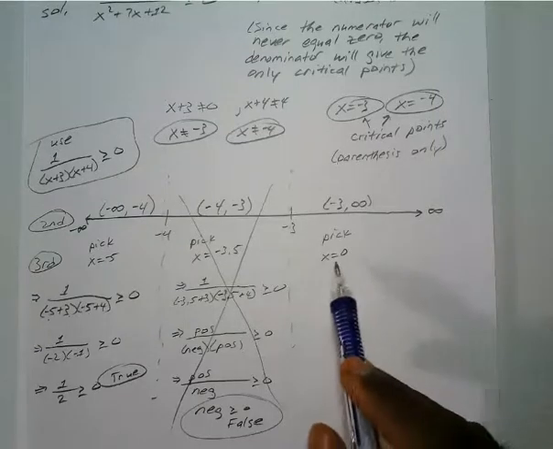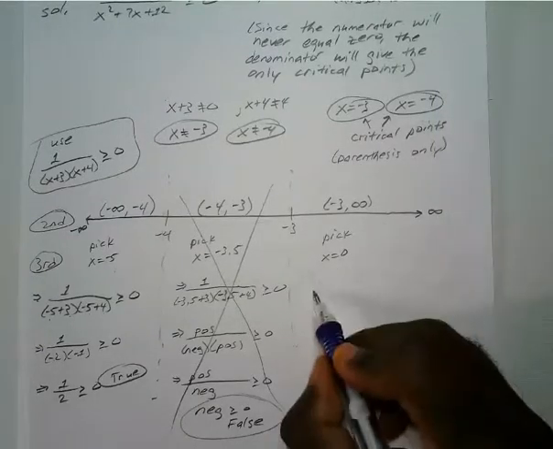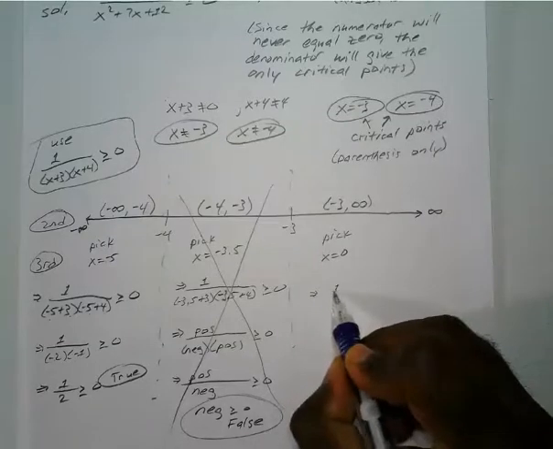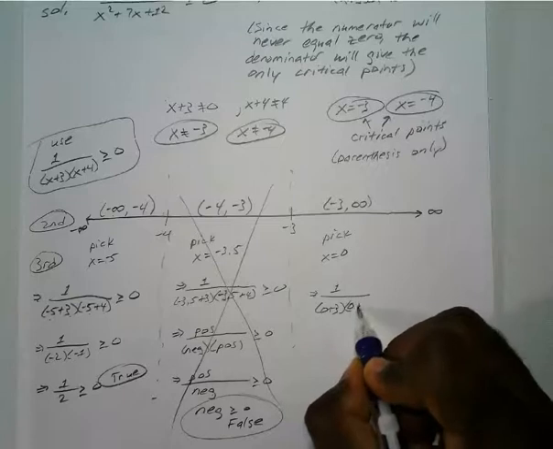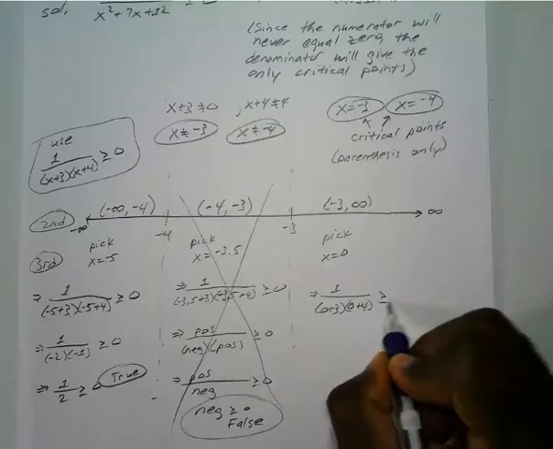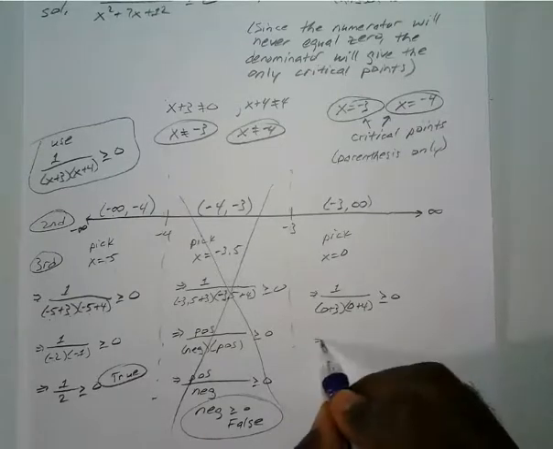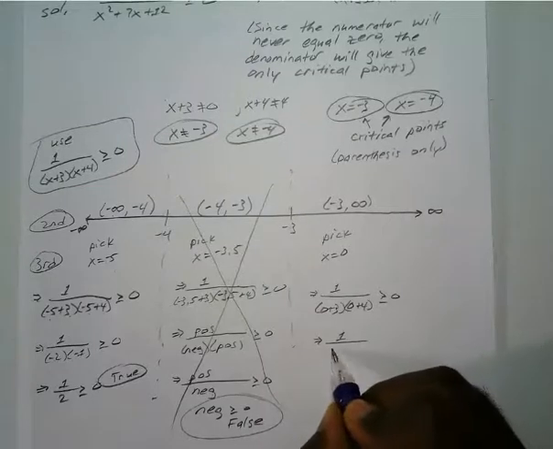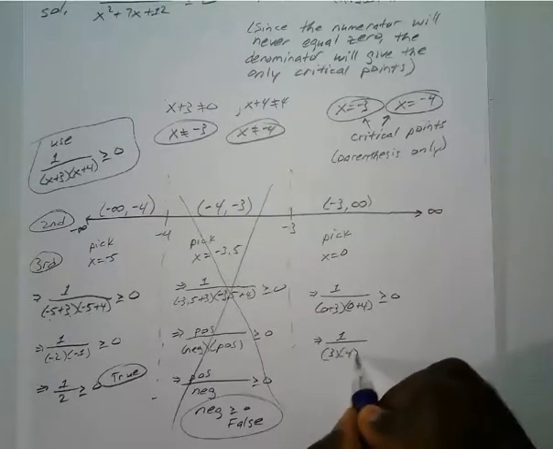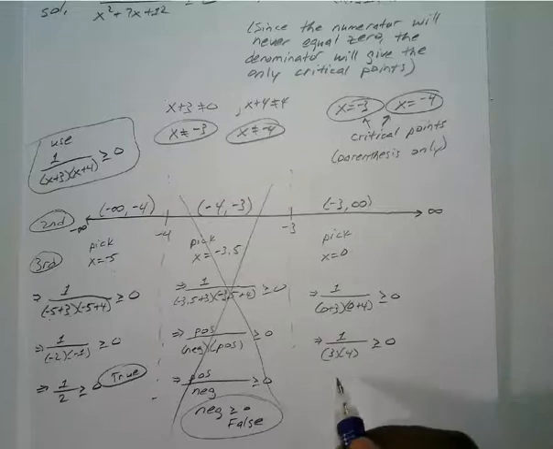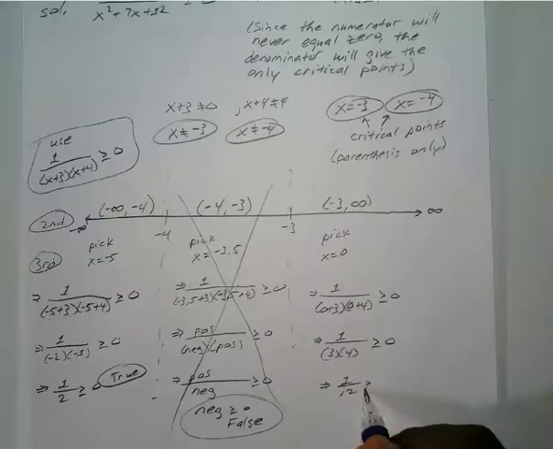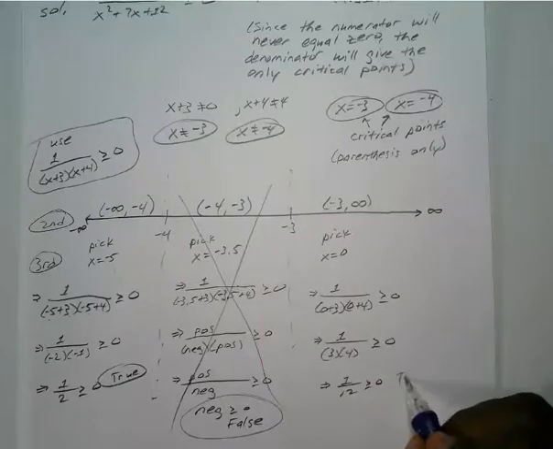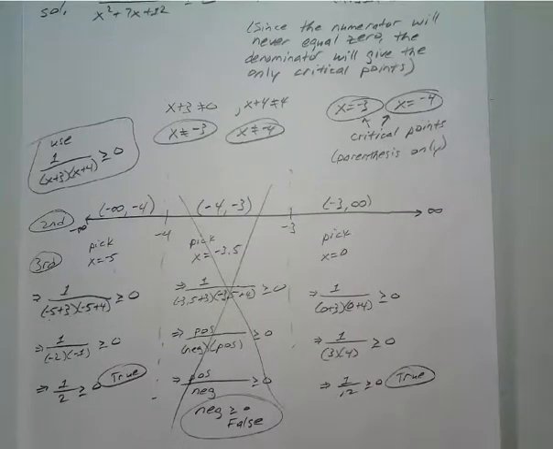Okay, now we pick our x equals 0, and that gives us 1 over 0 plus 3 times 0 plus 4 is greater than or equal to 0, or 1 over 3 times 4. So that gives us basically 1 over 12 is greater than or equal to 0, which is true. So we don't cross this one out.